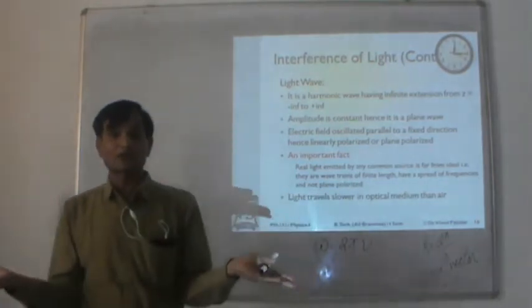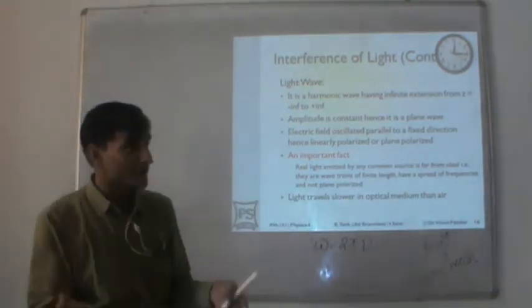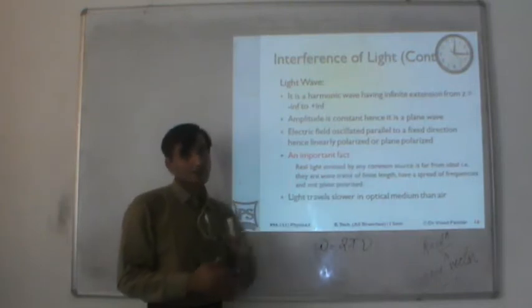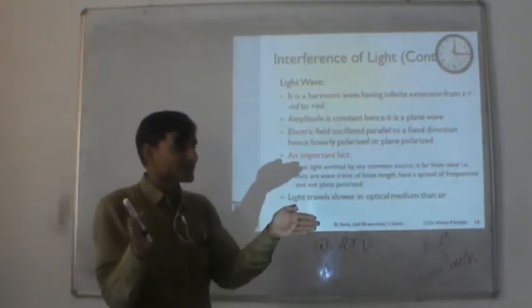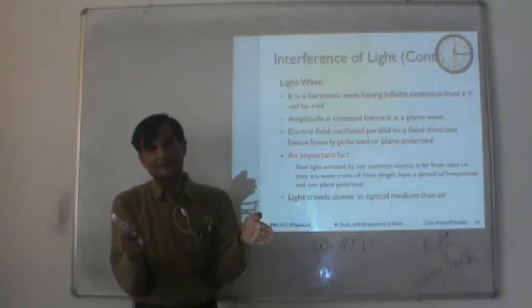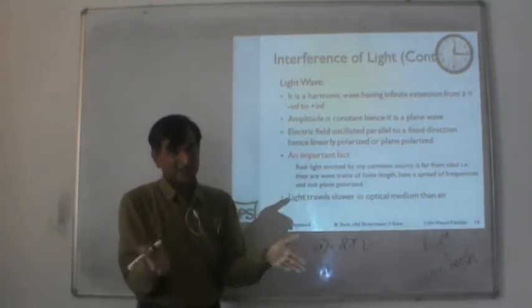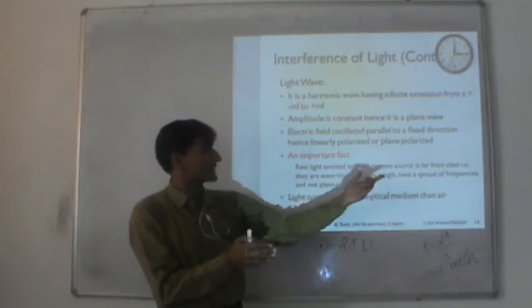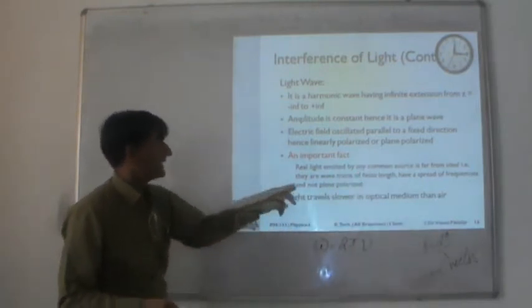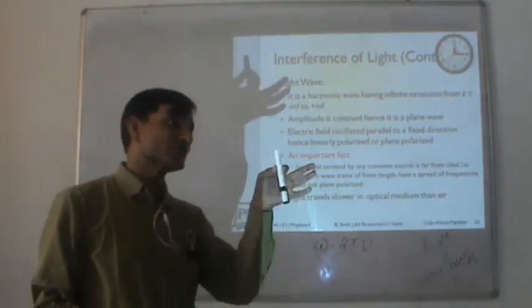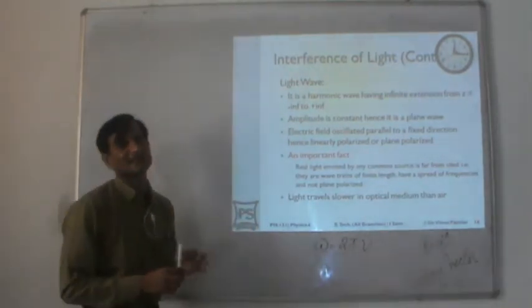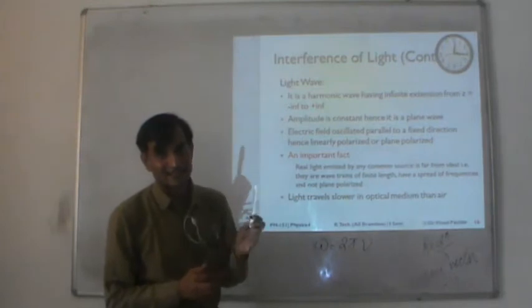They have a spread of frequency. Their frequency is not a unique frequency, and is not constant throughout. There is a variation in the frequency, so frequency exists in a band. Even though it is very specific, there also a range of frequencies is involved. And the last one, they are not plane polarized, which means the electric field is not always aligned in a single direction.